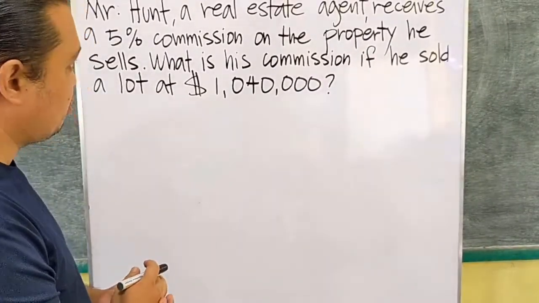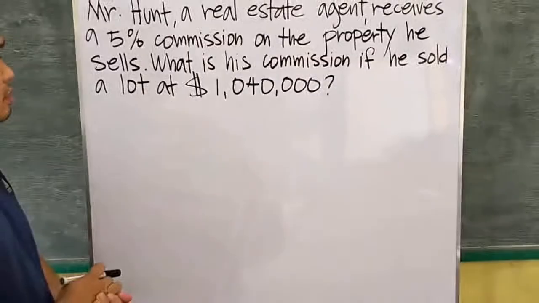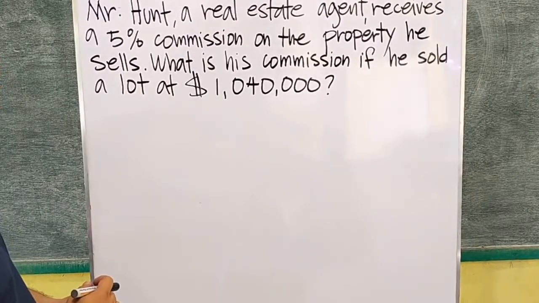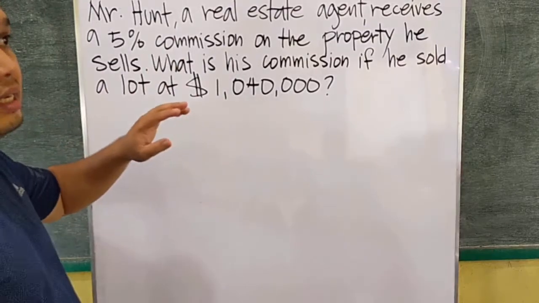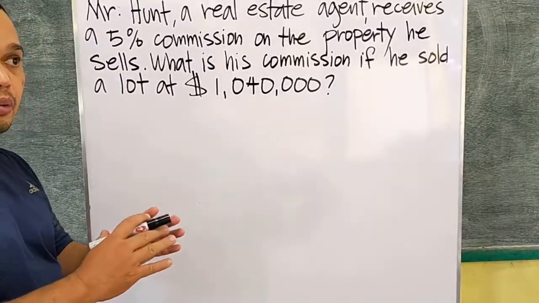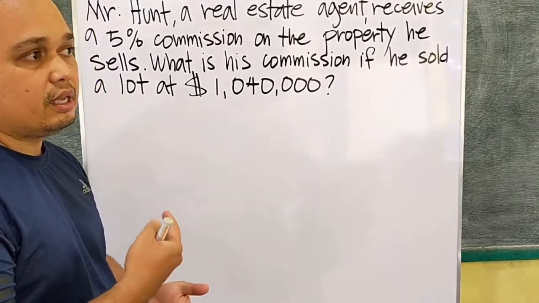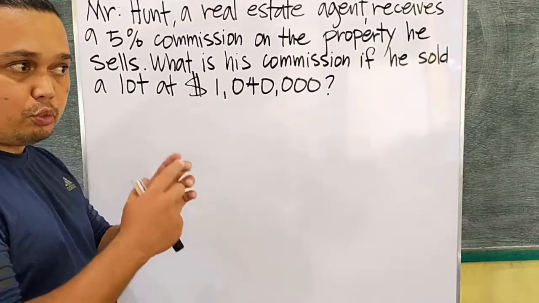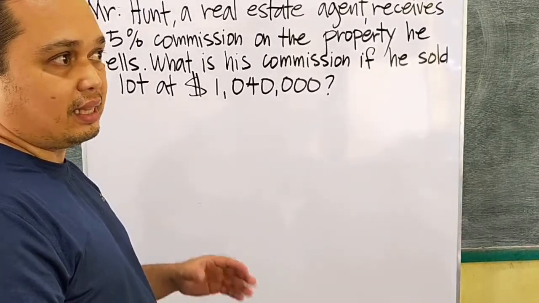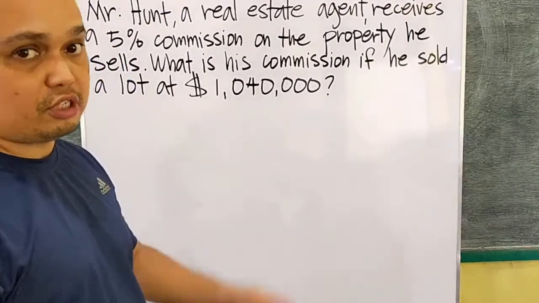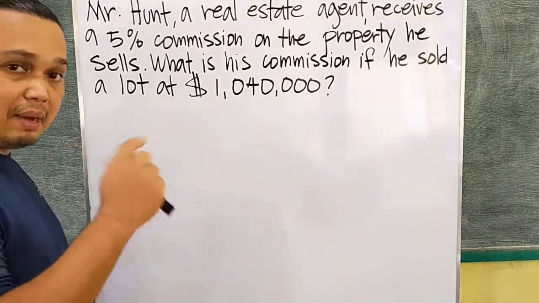Now, talking about commission, let's explain that using an example. For our first example, Ben, let's read. Mr. Hunt, a real estate agent, receives a 5% commission on the property he sells. What is his commission if he sold a lot at $1,040,000? Commission here is the amount you receive. For example, if you are an employee in a company and you are selling something, commission is the amount you receive when you sell something. Commission rate is how much percent you receive from that amount.